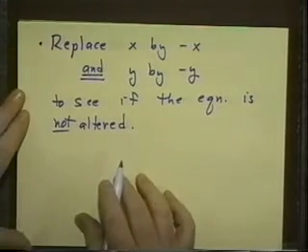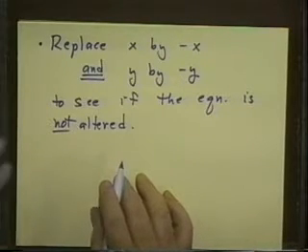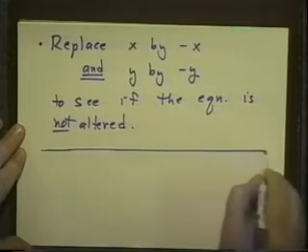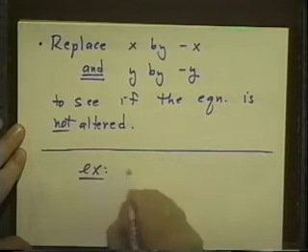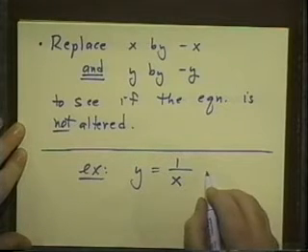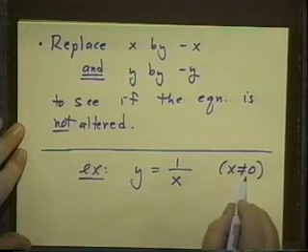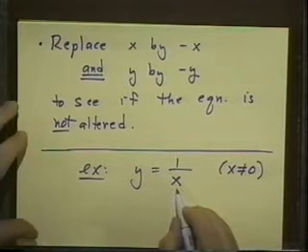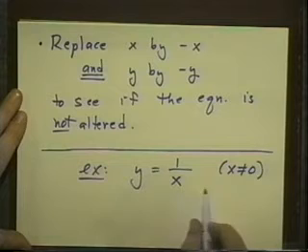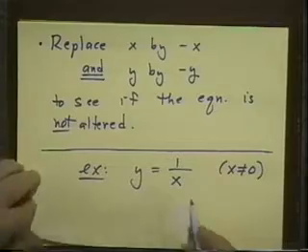If it is not altered, then it is symmetric with respect to the origin. And a classic example of that is this particular function, y equals 1 over x. Now, of course, this only makes sense, let me put in parentheses, where x is not 0, because if x were 0, we'd have division by 0, and that doesn't make any sense, it's undefined. This curve will occur many times throughout this course. It has lots of features we're going to discuss.